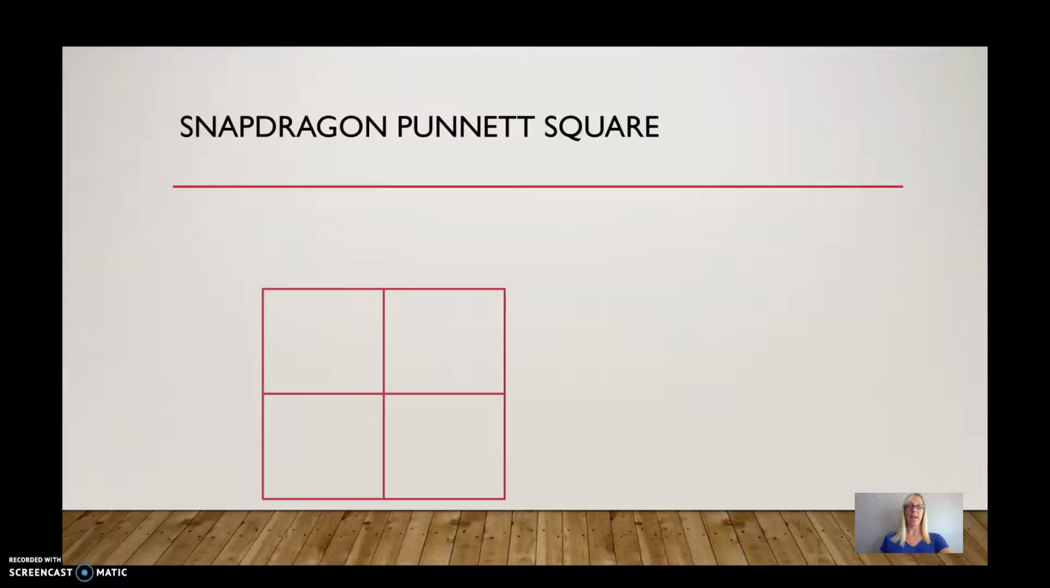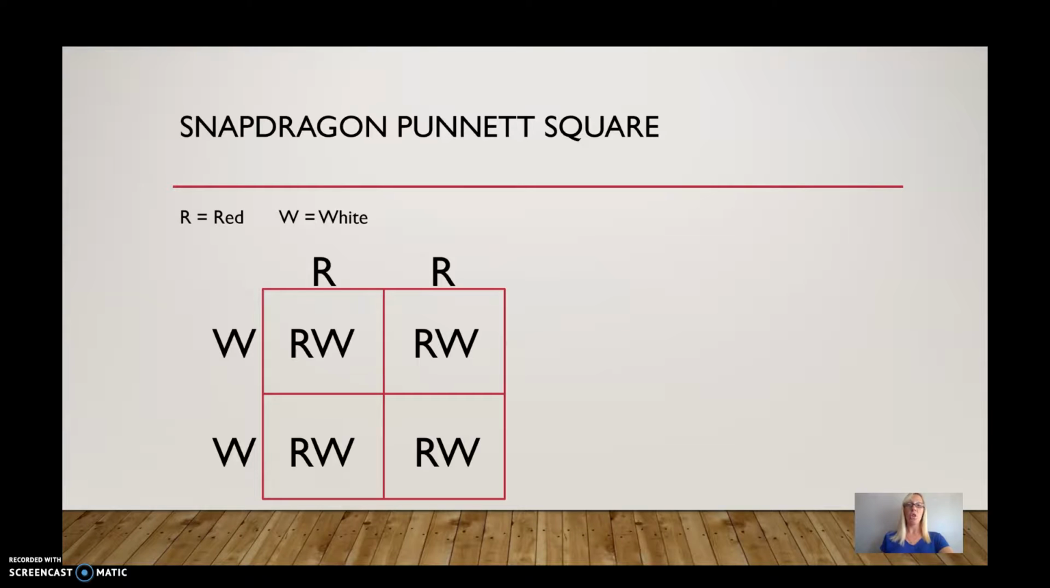Let's look at a snapdragon Punnett square, where R equals red and W equals white. If we cross a red snapdragon to the white snapdragon, you can see that each offspring gets one red allele from the parent on the top of the Punnett square, and each offspring gets one W or white allele from the parent on the left side of the Punnett square, making all of the offspring pink.